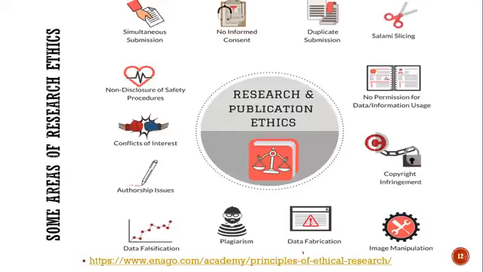So first one is simultaneous submission. You must not submit your research simultaneously to more than one journal. Then no informed consent: whoever is part of your work must be informed. Second is duplicate submission. Do not submit others' work by just changing the title, abstract, findings, and so on. Salami slicing: you must not copy and paste some parts of the work, adding cut-and-paste material from different sources into another work.